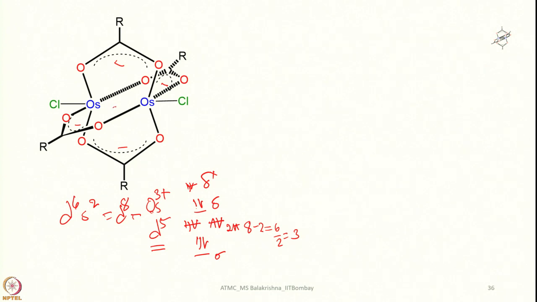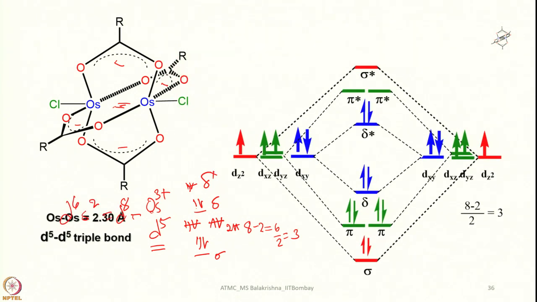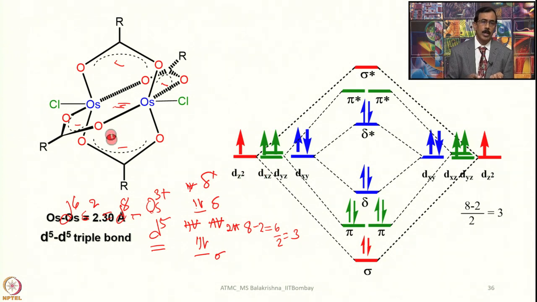With a D5 system, we will be having a triple bond. How does a D5 system give a triple bond? Again, 2 pairs here: sigma, 2 pi, and delta, we have 2 electrons, and then delta star, we have 2 electrons. So, 10 electrons are accommodated, and now what we have is a triple bond: 8 minus 2, 6 by 2 equals 3. So, it is easy. You can see the bond order is 3. This is how, no matter which metal ion is given, you can say how many bonds are there, whether bonding is possible or not. All those things you can analyze simply using this very general MO diagram.